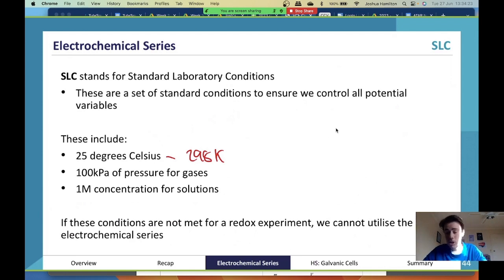If it is a solution, it needs to be at 1 molar concentration. So what we're doing here is we're just trying to standardize. Think of a bit of experimental design. All we're trying to do is say, if we make everything as standard as possible and minimize the potential reactions that could occur, this is what we get. So if these conditions are not met for the redox experiment, we cannot utilize the electrochemical series. Really, really important. If a question doesn't have everything at this, we cannot use the electrochemical series.